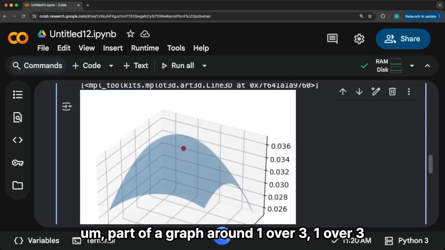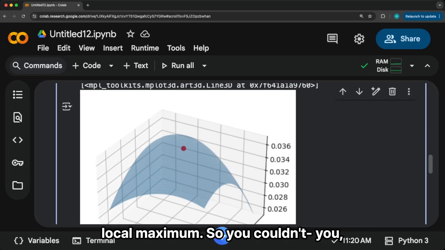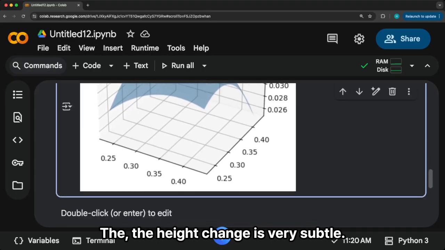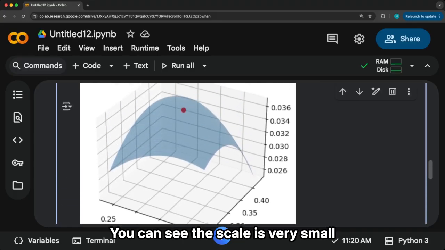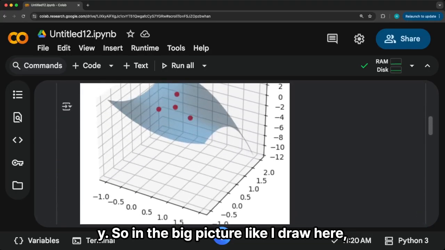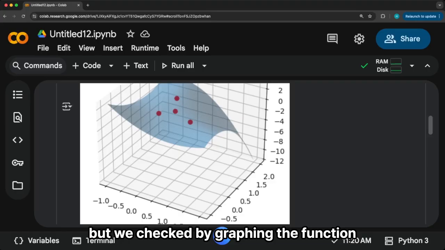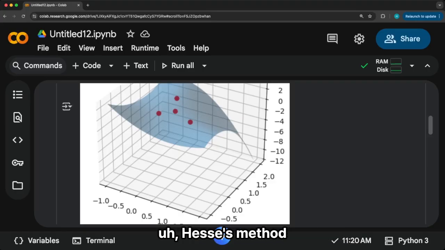Just plot. Okay. So here now we have part of a graph around 1 over 3, 1 over 3, and you can see that it's the maximum point, a local maximum. You cannot see that in the big picture because it's very subtle. The height change is very subtle. You can see the scale is very small compared to the scale on XY. So in the big picture, like I drew here, it doesn't really tell that this is a local maximum, but we checked by graphing the function near that point, and you can also check by the Hessian method.